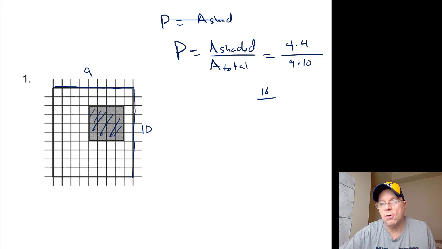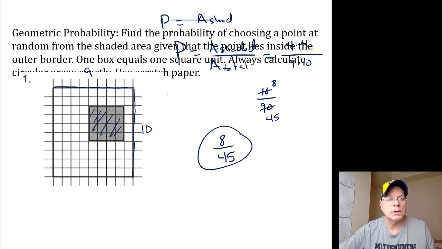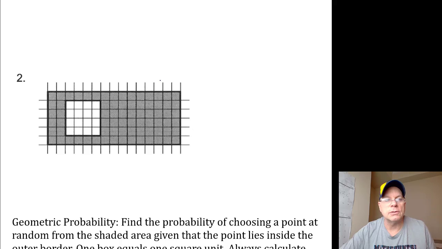So I have 16 over 90. That's 8 over 45. And there's no, yeah, that's it. 8/45. Pause while I check my, yep, good. 8/45 for that one. That would be nice if I would show that. All right.